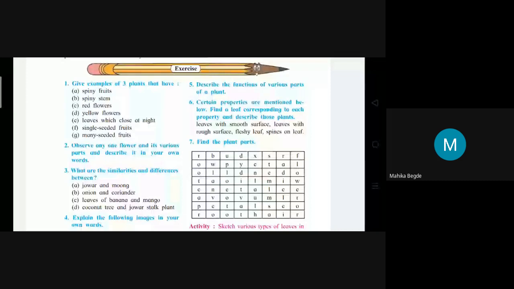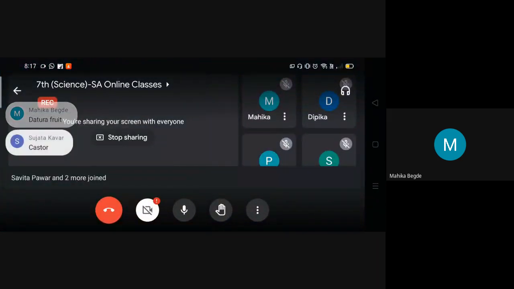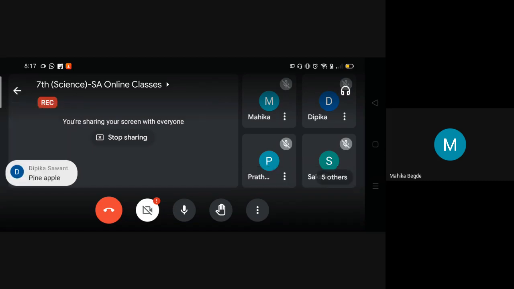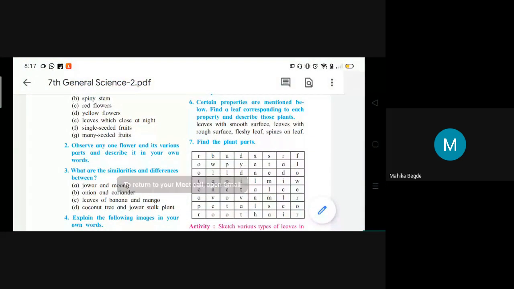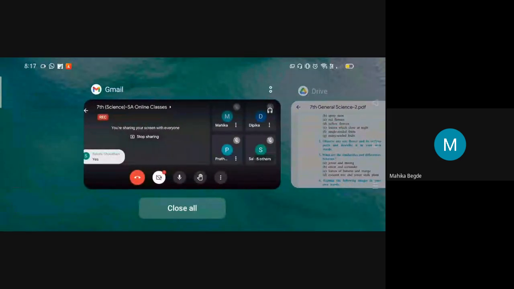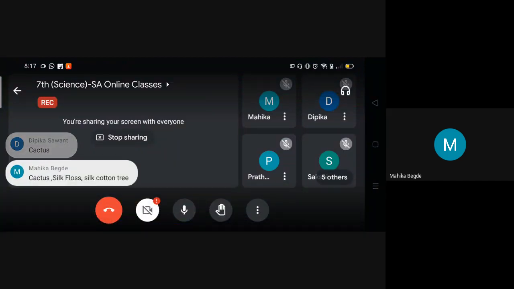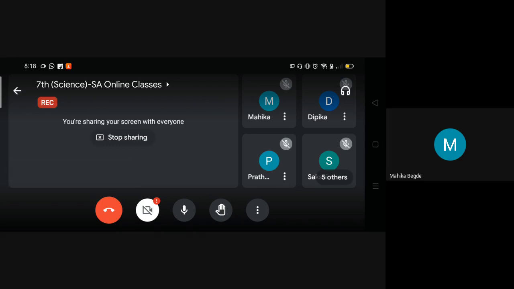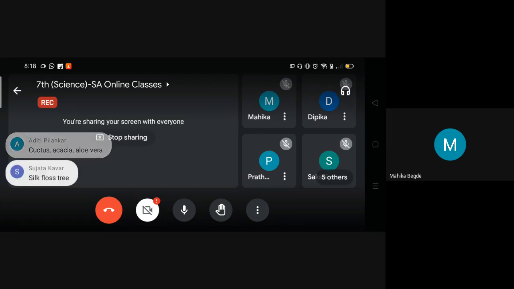Jackfruit, custard apple, datura, pineapple. I think lychee is also a spiny fruit, right? Yes, okay. Dragon fruit also. Good. Now, the spiny stem. Cactus. Silk floss, silk cotton trees. Good, Mahika. Yes, cactus, acacia, aloe vera, lemon berry also. Good.